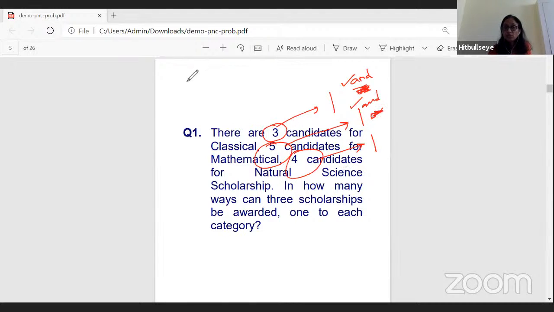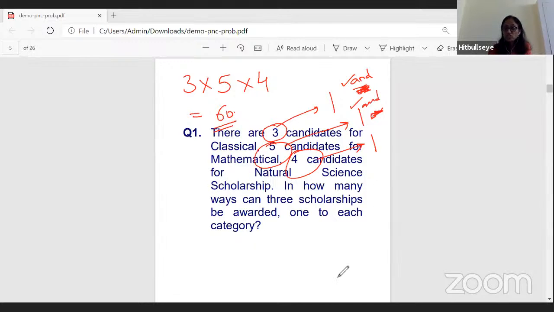So for the first scholarship, I have 3 options. For the second scholarship, I have 5 options. For the third scholarship, I have 4 options. So the total number of options are 60, as has been correctly answered by Rahul, Zoya and Ananya. Is that clear, everyone?